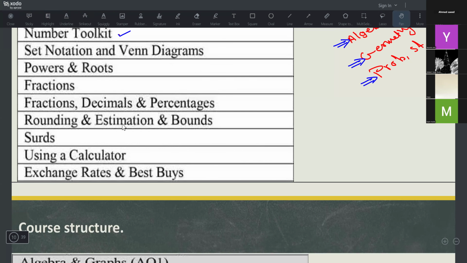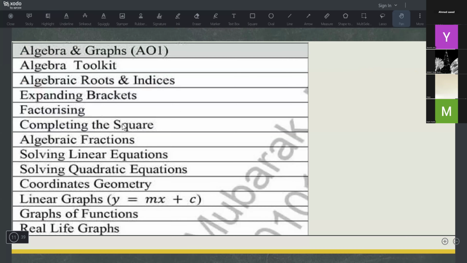Algebra and graphs: algebra targets, basics of algebra, roots and indices, expanding brackets, factorizing, completing the square, algebraic fractions, linear equation, quadratic equations, coordinate geometry, linear graph or equation of a straight line, graphs of functions, quadratic, cubic, reciprocal, exponential, and real life graphs.